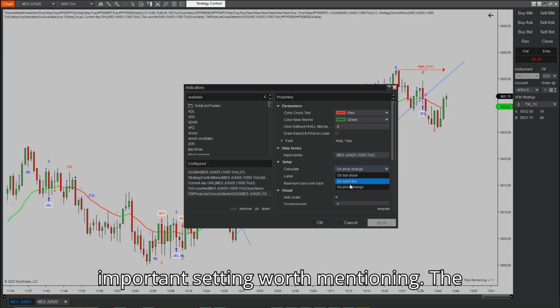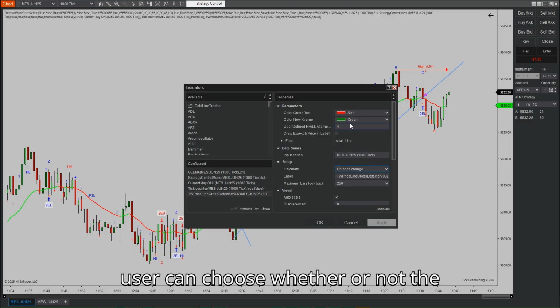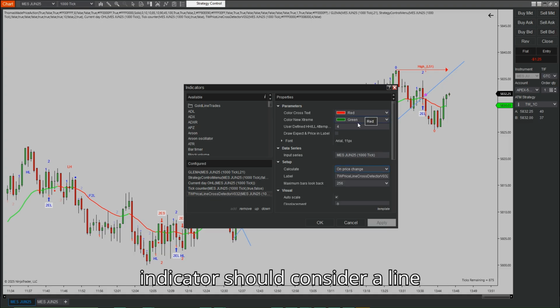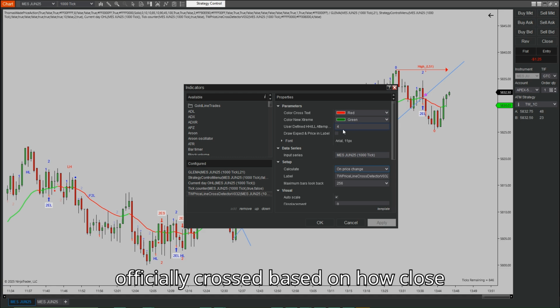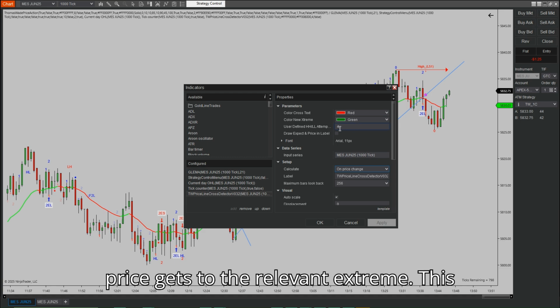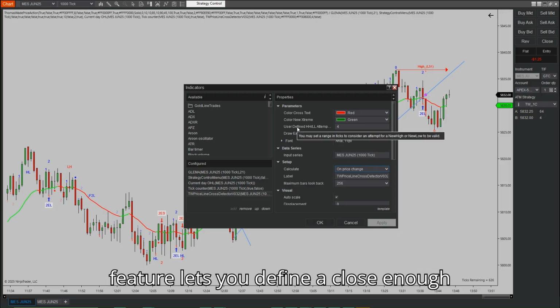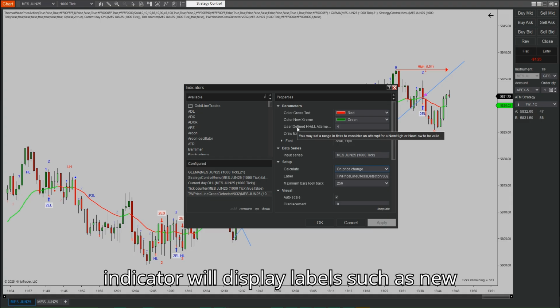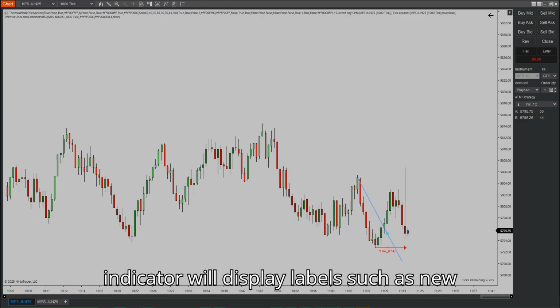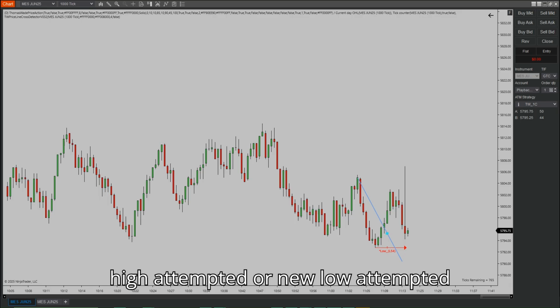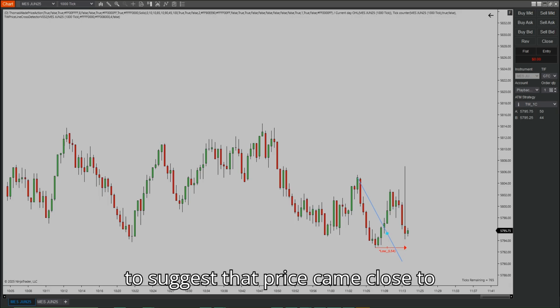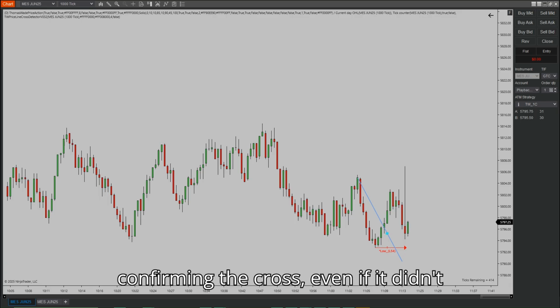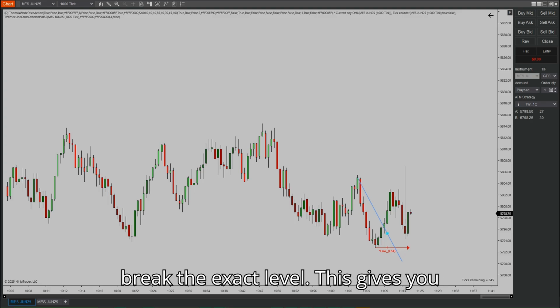There's another important setting worth mentioning. The user can choose whether or not the indicator should consider a line officially crossed, based on how close price gets to the relevant extreme. This feature lets you define a close enough threshold in ticks. If enabled, the indicator will display labels such as New High Attempted or New Low Attempted to suggest that price came close to confirming the cross, even if it didn't break the exact level.